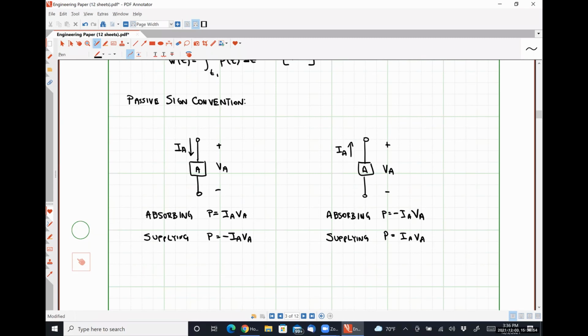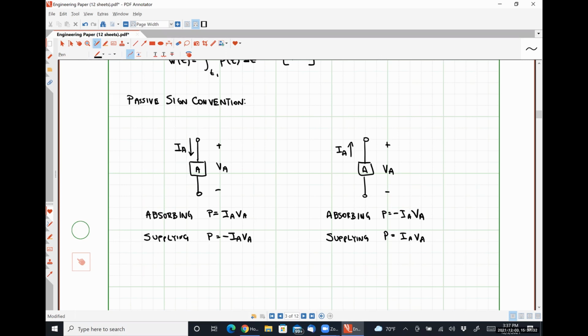This is the rule. When current flows into the positive polarity terminal, I times V is the absorbed power. When current flows into the negative polarity terminal, I times V is the supplied power. Absorbed power is just negative supplied power and vice versa. I would legitimately get into the habit of writing these little rules on the top of your paper whenever you're working these first several homework sets, to just be able to refer back to it over and over and over again.